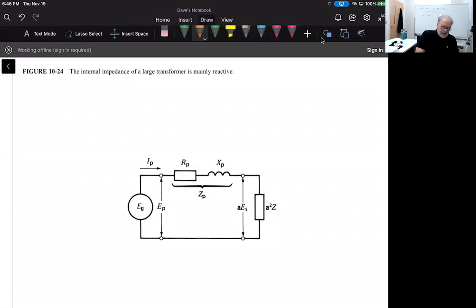So he tells us that the internal impedance of our transformer, we determined that Z sub P back in section 10.12, and it's comprised of a resistive portion and an inductive portion. But we also mentioned that it was primarily in terms of the impedance. Anyway, that's how we defined it: the combination of those two things.